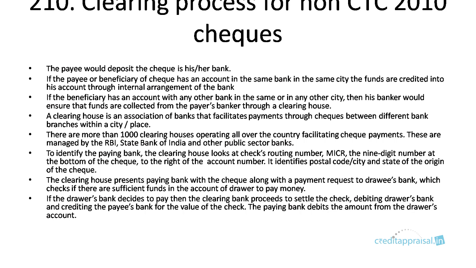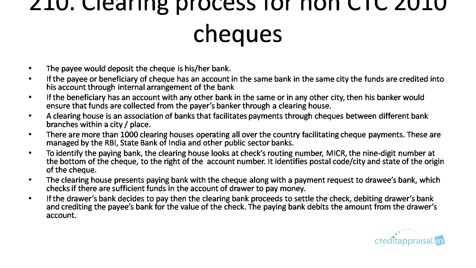The clearing house presents the paying bank with the check along with a payment request to the drawer's bank. So in this case, the paying bank will be SBI, which checks if there are sufficient funds in the account of the drawer to pay the money. So SBI will be checking if there are sufficient funds in my account because I have given you the check, and if the drawer's bank decides to pay, then the clearing proceeds. It debits the drawer's account and credits the payee's bank account.